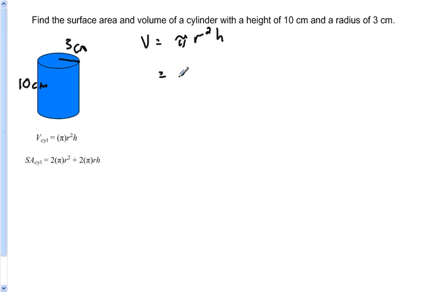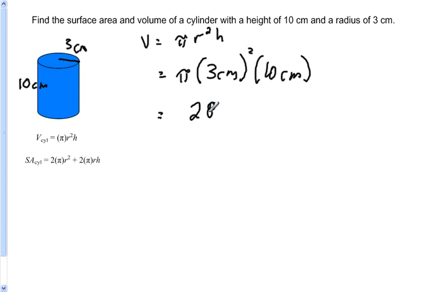Well, we'll just plug our values in. We have pi, and again, we're going to push the pi button on the calculator. What's the radius? The radius is 3 centimeters squared, and the height is 10 centimeters. Now, when we put this into our calculator, we have to do order of operations. So we need to go 3 squared times 10 times pi. And if you do that calculation, you're going to get 282.7, rounded to 1 decimal, centimeters.